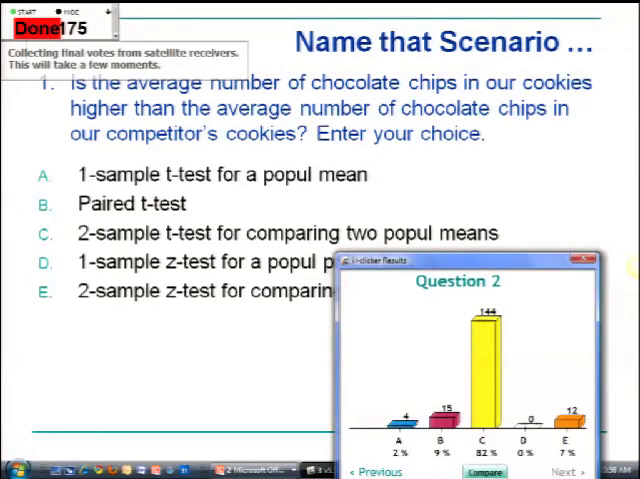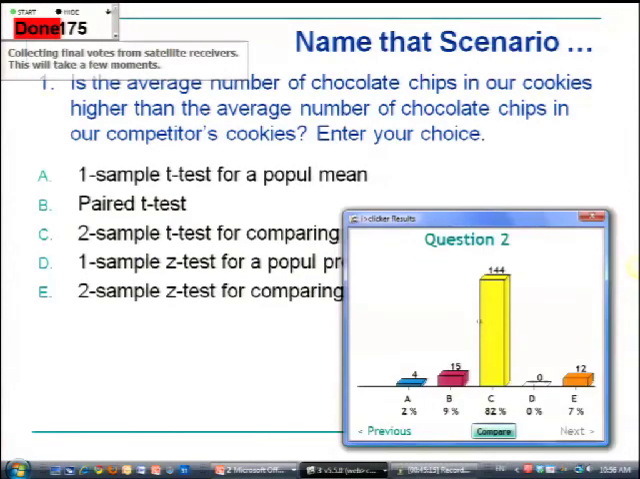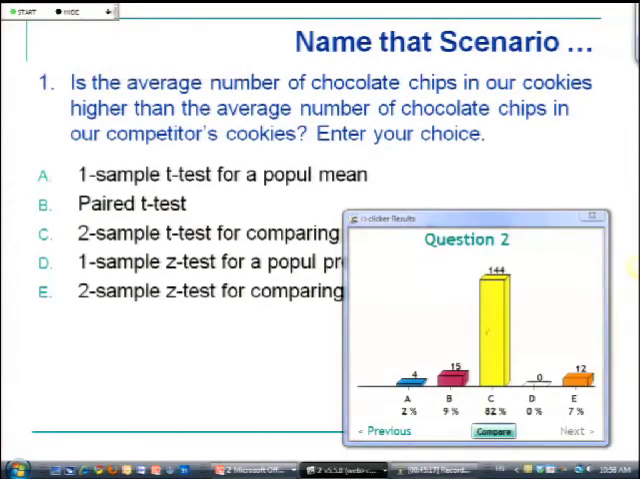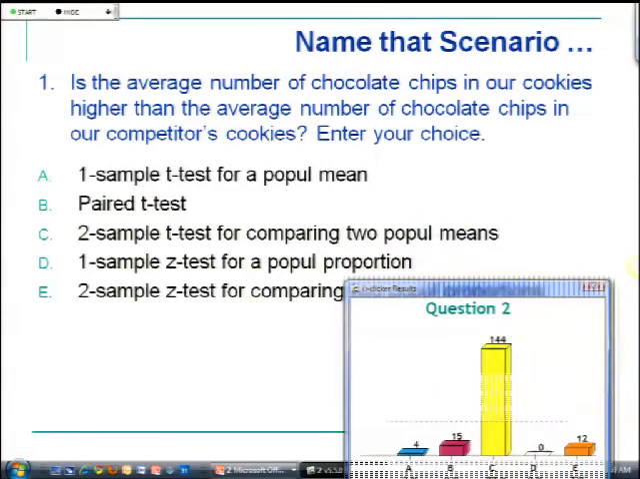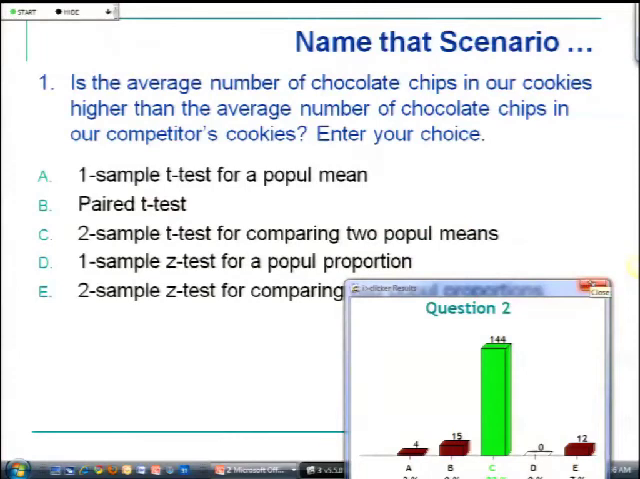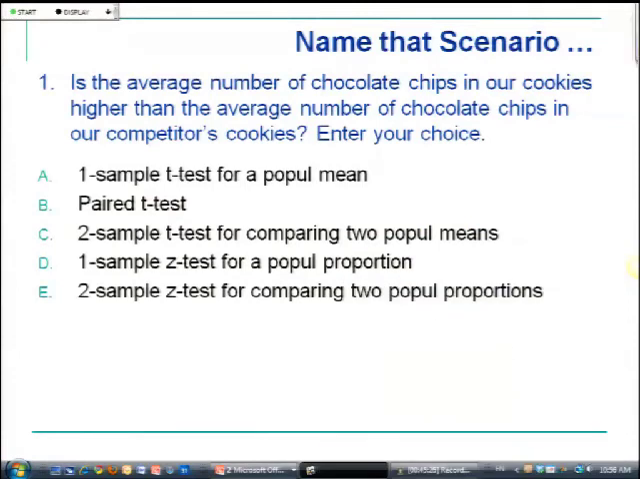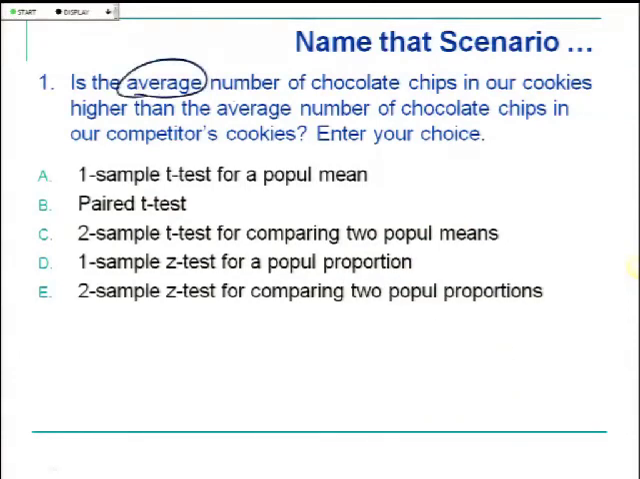And most are correctly guessing C. It is a 2-sample t-test for comparing our 2 means. C will be the correct answer. What tells us that? Why do we know it's means versus proportions? Because there's the word average, and there's another average. There's two averages. There's two means.